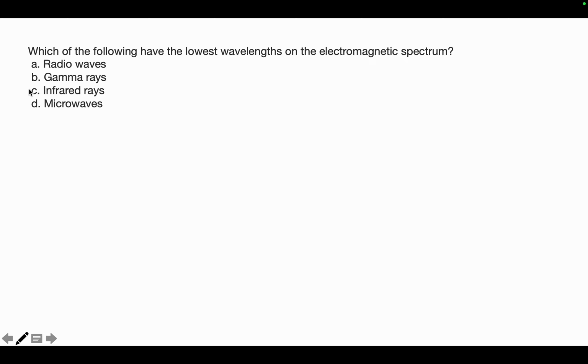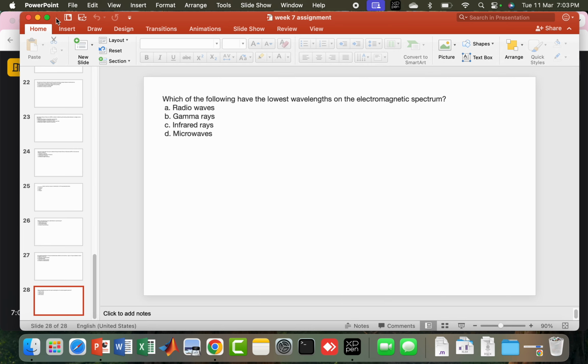Which of the following has the lowest wavelength on the electromagnetic spectrum? The lowest wavelength is for gamma rays. They have the lowest wavelength on the electromagnetic spectrum.